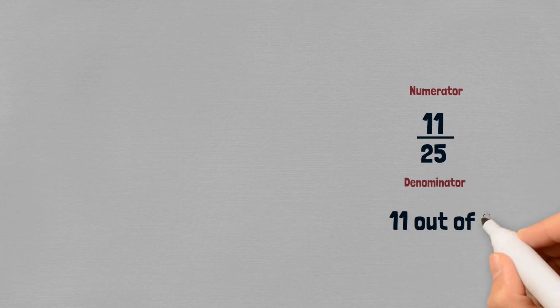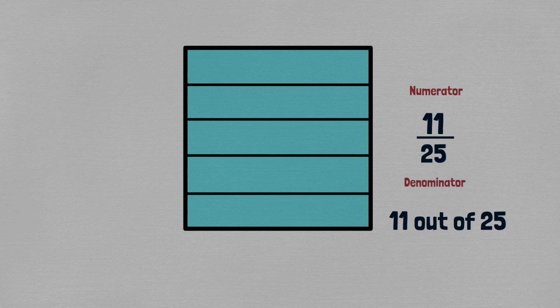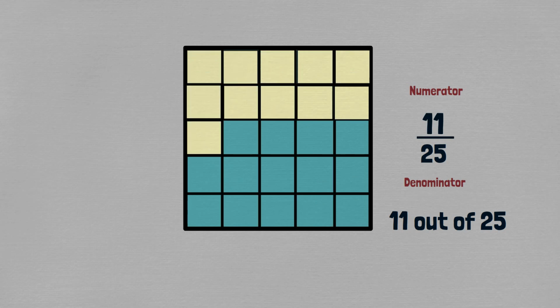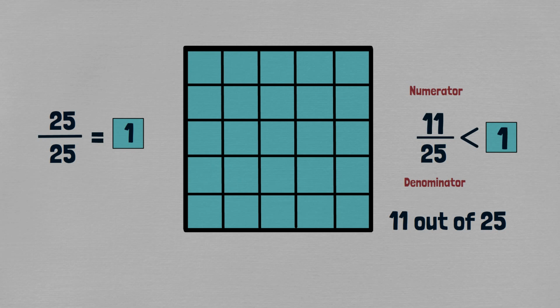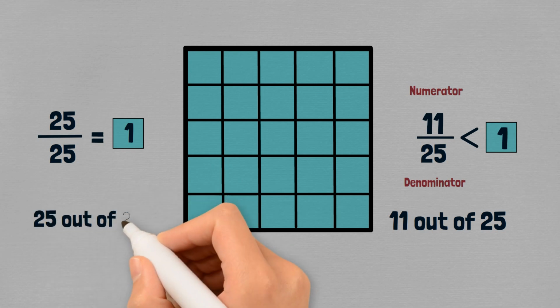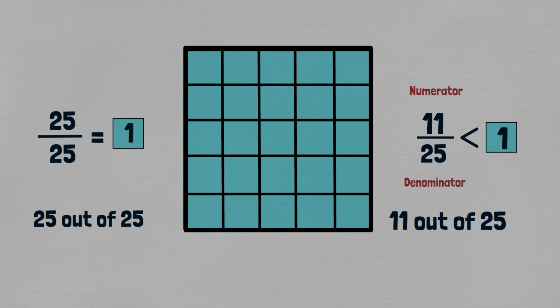If we pick another fraction, let's say 11 over 25, 11 will be our numerator and 25 will be our denominator. This fraction can be viewed as 11 out of 25 equal parts and would represent a number which is less than 1. If we chose the fraction 25 over 25, then this fraction would actually represent the whole number 1 because we divided an item into 25 equal parts and then we took and put all of them back.